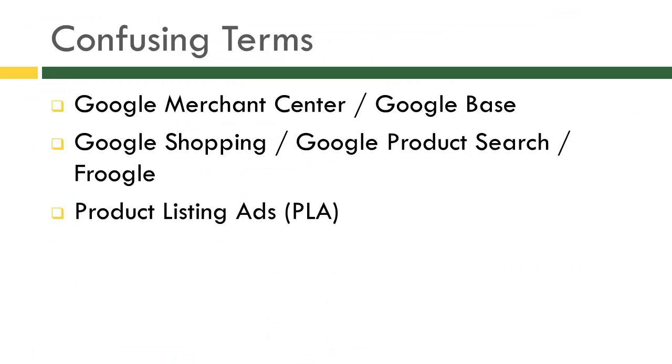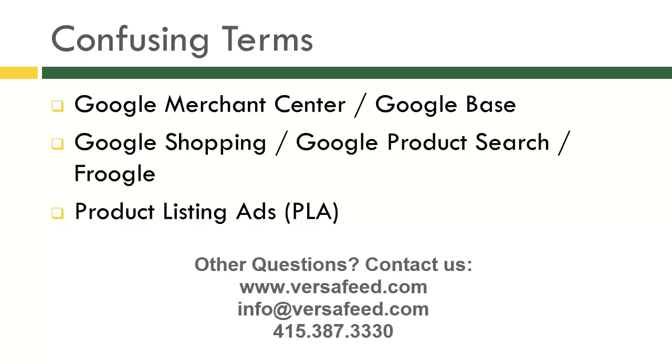Let's go ahead and cover some of the more confusing terms inside of Google Shopping. So we've already used some of these. Let's just drill down exactly what they mean. So Google Merchant Center and Google Base, those are actually synonyms. And that is the entry point in Google where you as a retailer can give your information to them.